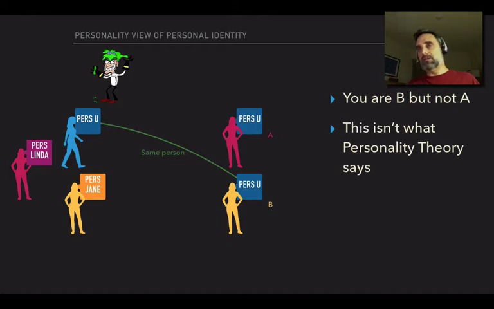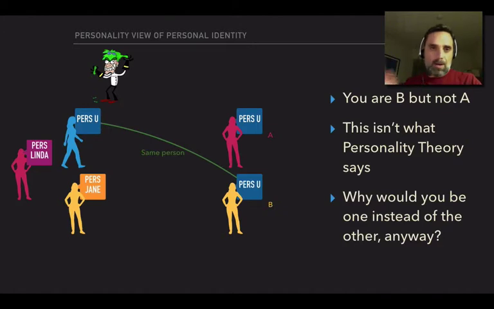So whatever it is that would make you identical to one of them should make you identical to the other of them. But we saw you aren't identical to both of them, and so you're not identical to the other one, right? The problem for saying you're one but not the other is we want to know, why would you be the one instead of the other? And it looks like there's no good reason why.